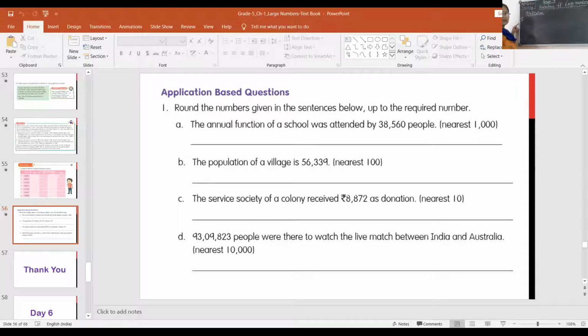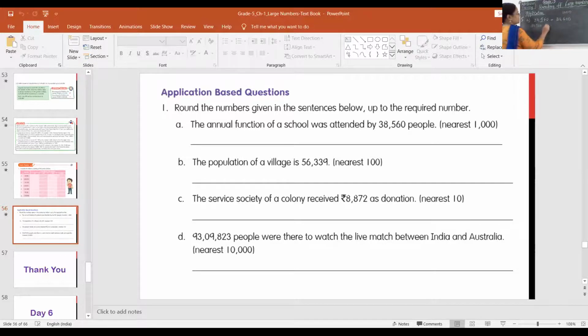First bit I'm discussing, and that you have to round off to nearest 1000. 38,560 people are attending the function of a school. So we have to round off to nearest 1000. A single line is given to you in your textbook on how to do it. So here you just underline 5. Ahead is 6. It is greater than 5. So what do we have to do, children? 5 will become 6 and the remaining will become 0, 0. So it is 38,600.